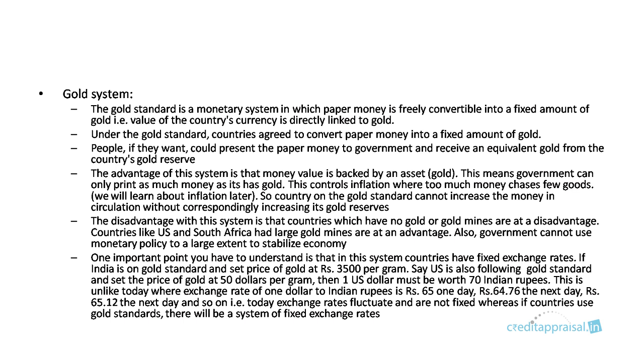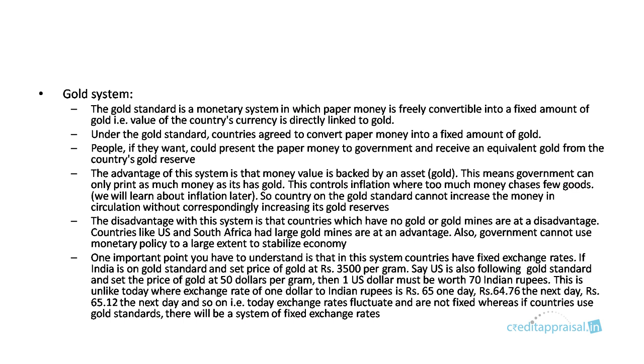But one important point you have to understand in this system is that countries have fixed exchange rates. So say, for example, India is on the gold standard and sets the price of gold at 3,500 per gram. Say the US is also following the gold standard and they set the price of gold at $50 per gram. Then $1 must be worth 70 Indian rupees. It's a fixed exchange rate.